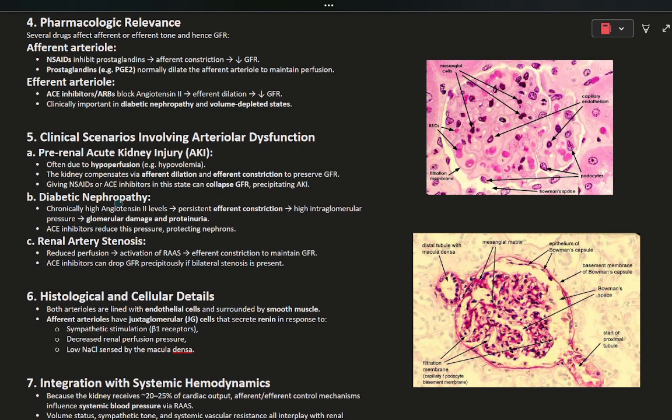In diabetic nephropathy, this involves chronically high angiotensin 2 levels, which can lead to persistent efferent constriction. And as a result, you can have high intraglomerular pressure, which then leads to glomerular damage and proteinuria. And in this case, ACE inhibitors will be valuable because you can help to reduce this pressure, thereby protecting the nephrons from further injury.